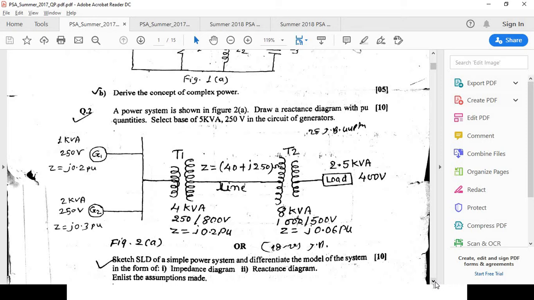But what is the question? The power system is shown in figure 2a. Draw a reactance diagram with per unit quantities. Select the base 5 kVA and 250 volt in the circuit of generator. Sketch.